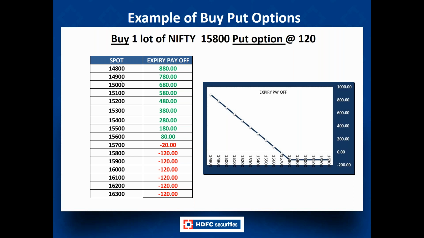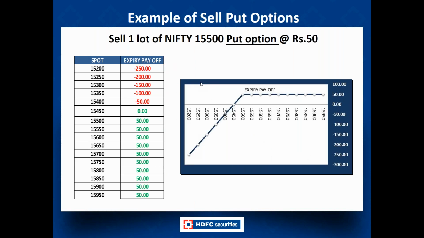Suppose it closes at 15,000 levels, you will earn 680 rupees per share on an investment of just 120 rupees. So this is an example of a put option. Now, selling a put option: I told you if you are bullish to a certain extent, you can also make money by selling a put option. You know that the market could go in either direction, but one thing you are sure of is that the market won't go below 15,500 at this level. So what do you do? You sell the 15,500 put option at 50 rupees.